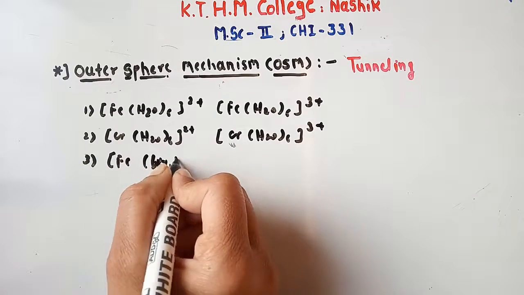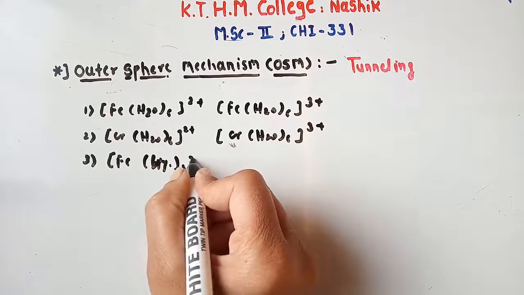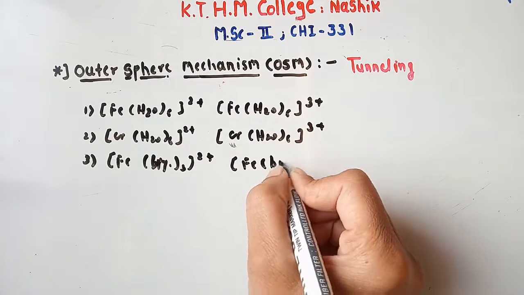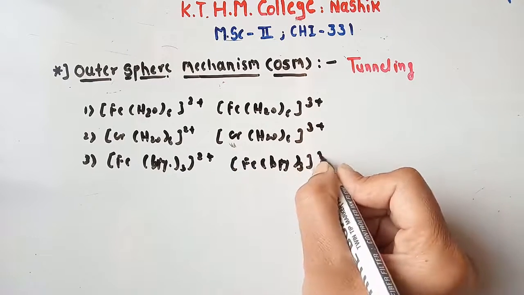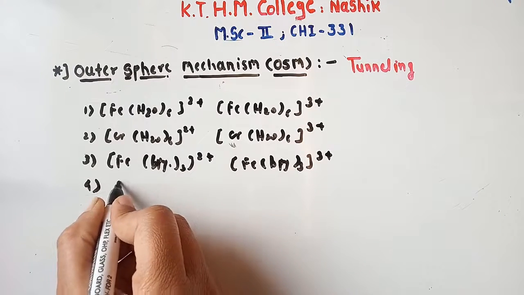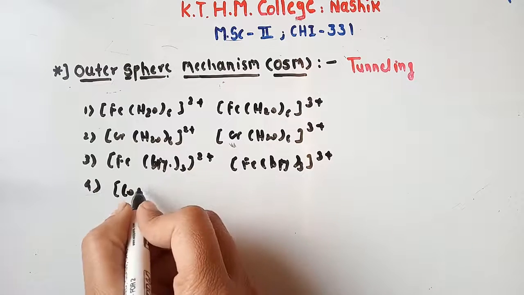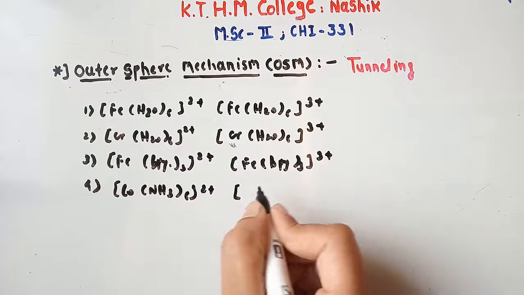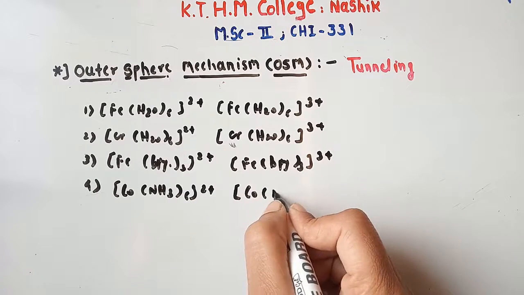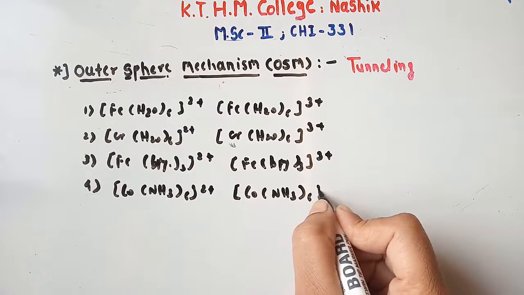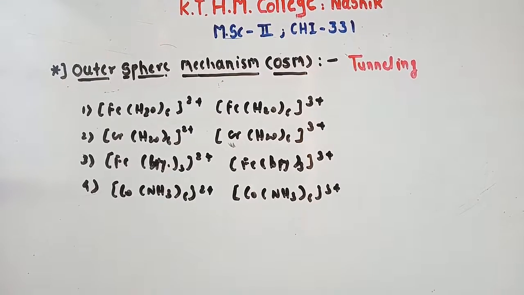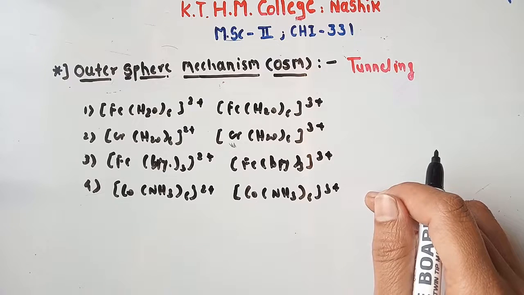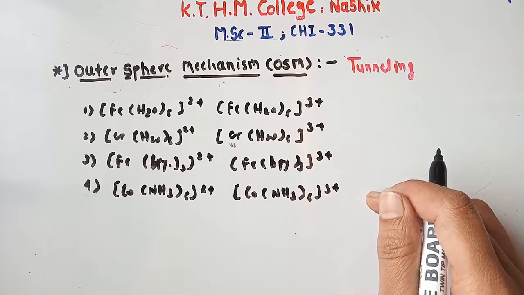Fe bipyridine. As we know that bipyridine is pi acceptor ligand, 2+, while Fe bipyridine 3+, and last one is cobalt NH3 6 2+ and cobalt NH3 6 3+. Okay, now in all these four complexes we have to find out the faster rate for electron transfer reaction through OSM, that is outer sphere mechanism.